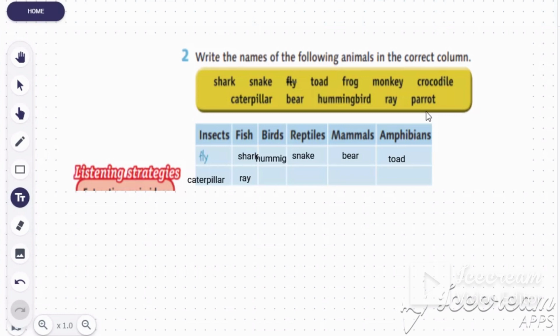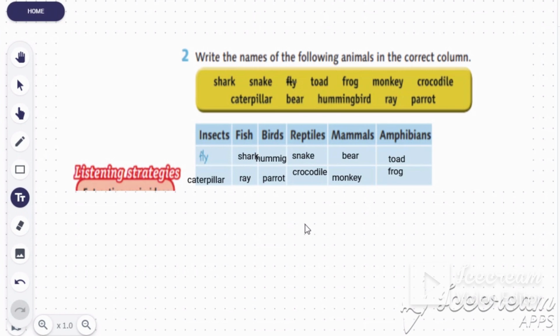Parrot. What's the parrot? الببغاء. Birds. Excellent. Frog, الضفدع. Amphibians. Frog. Monkey, قرد. Mammals. Crocodile, التمساح من الزواحف. Crocodile. So these are the answers of this exercise. Write them in your box. هذا التمرين على الكتاب حله. Okay.